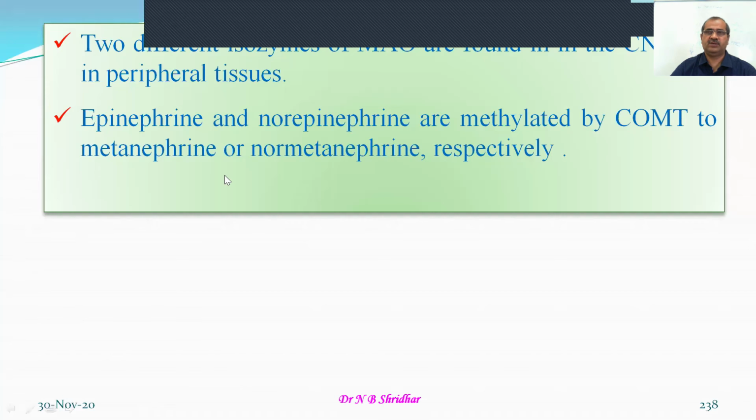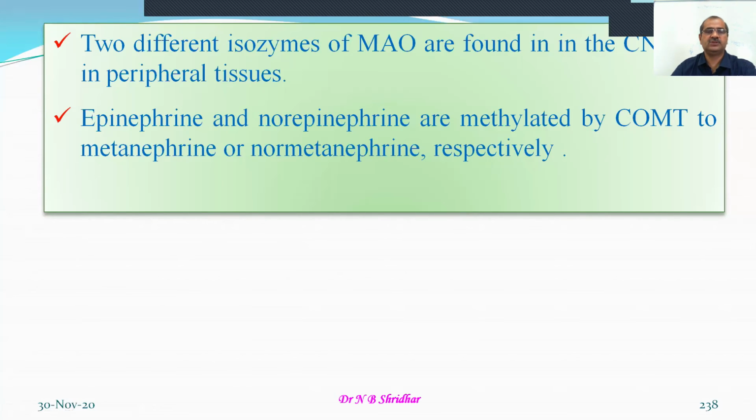Two different isoenzymes of monoamine oxidase are found in the central nervous system and in the peripheral nervous system. So subtypes of the monoamine oxidases are present and subfamilies are also present. Epinephrine and norepinephrine are methylated by catechol O-methyl transferase to metanephrine and normetanephrine respectively. Then they are going to be converted to some water soluble moieties and secreted in the urine. That's how the metabolism occurs.